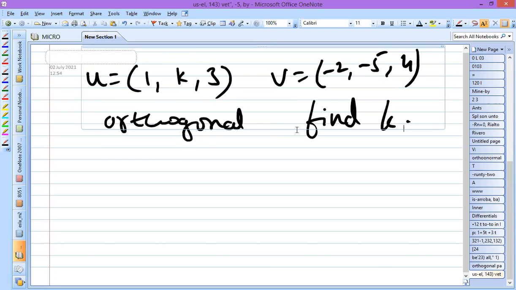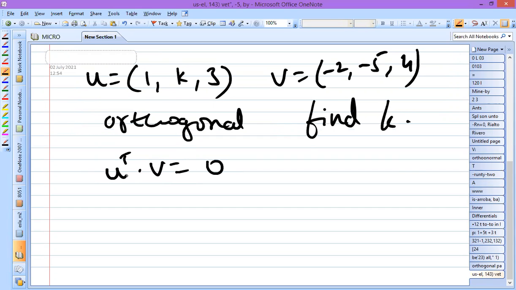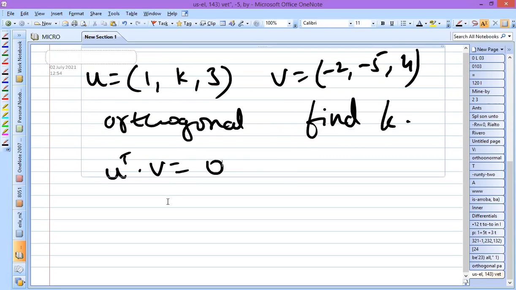So how are we going to solve this? U transpose V equals 0, substitute. It must be 0, right? So here take the dot product of U transpose V and equate it to 0, get the value of k. Solve it and tell me how much you get.